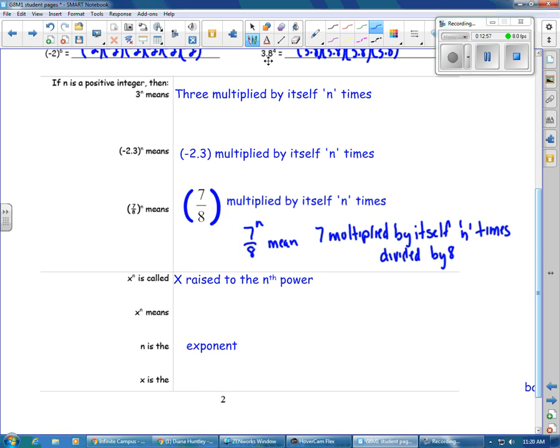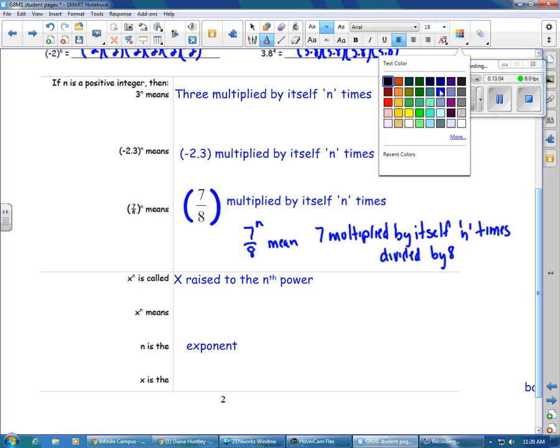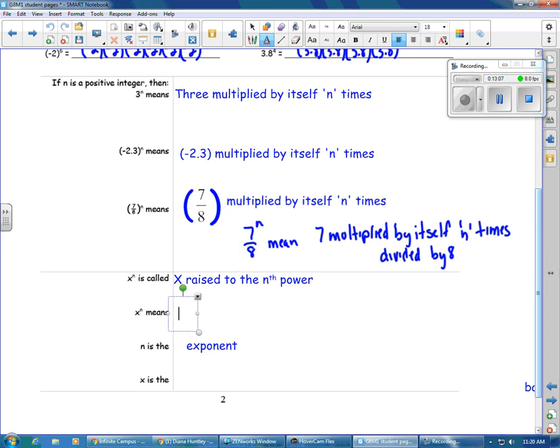So what does it mean? It means, let me get to where I can type. I'm sorry, I thought this was all prepared. It means x multiplied by itself n times. Okay, so if n is the exponent, we know x is going to be the base there. So again, this is just getting you used to the vocabulary.